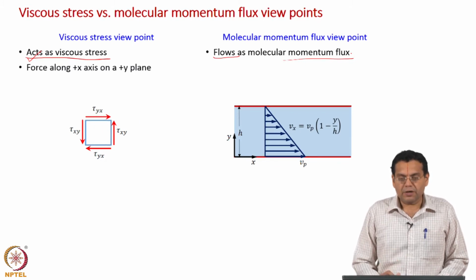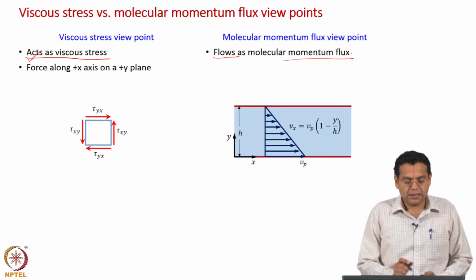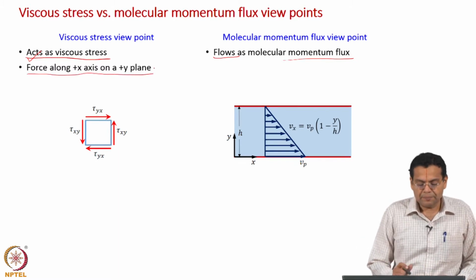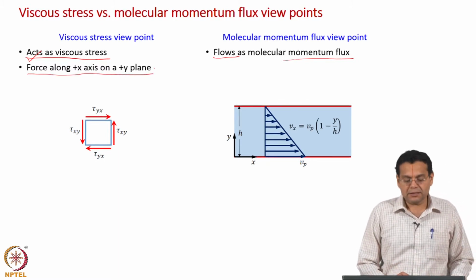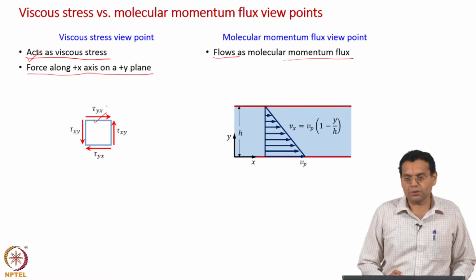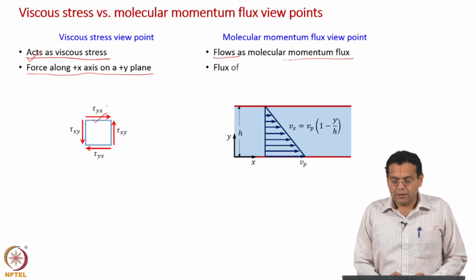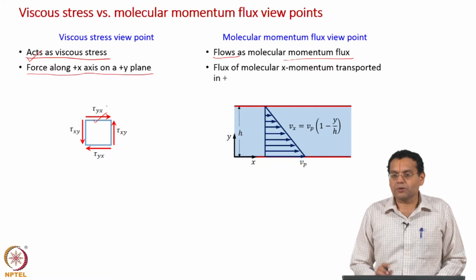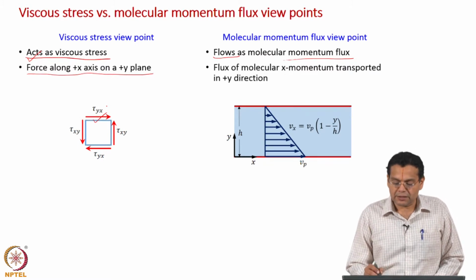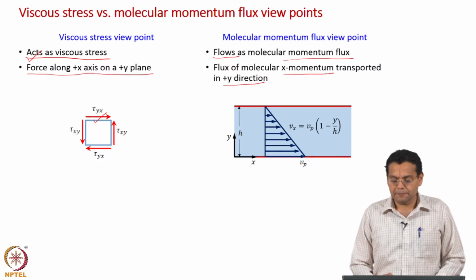And for a positive tau x, it is a force acting along the positive x axis on a positive y plane, that is what is shown here. What does a positive tau x mean here? It is the flux of molecular x momentum transported in the positive y direction.